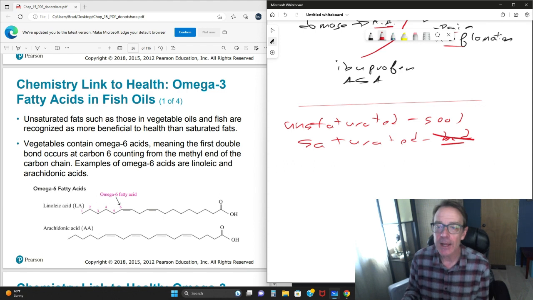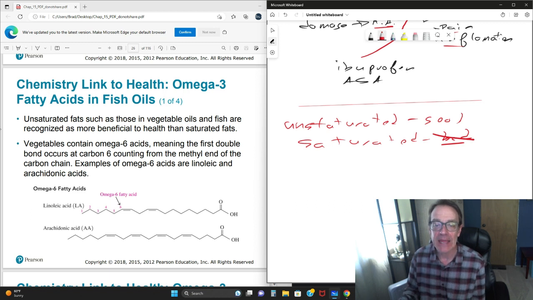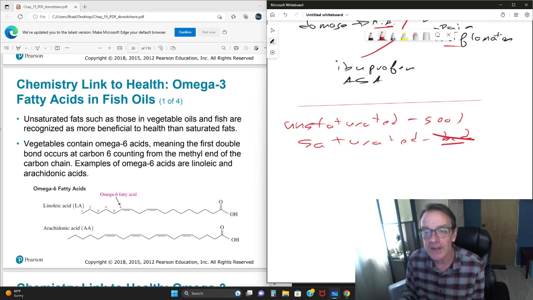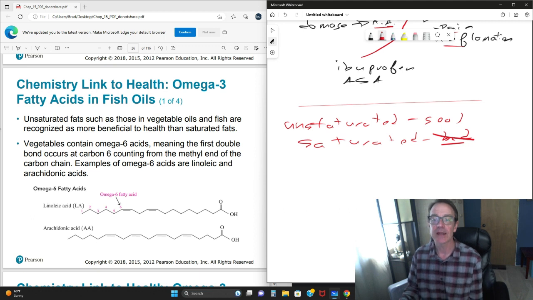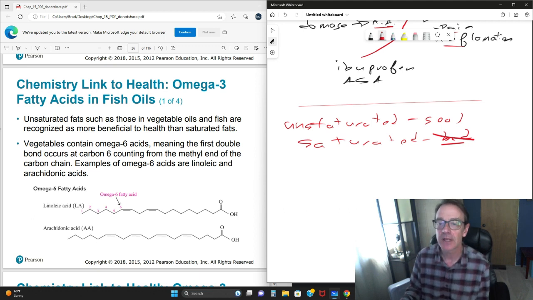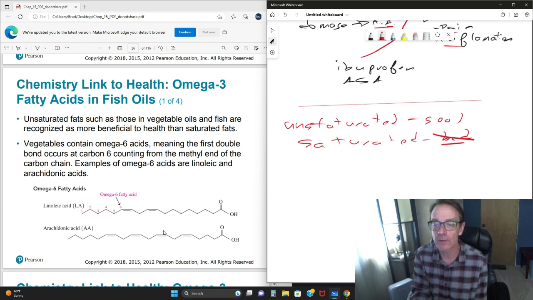Okay. And so there are omega-6 fatty acids in vegetables. Okay, and what that means, that's just locating where the first double bond happens from the end. So 1, 2, 3, 4, 5, 6. There's that first double bond. So we have a polyunsaturated fatty acid with the first double bond occurring at carbon 6. That's all that means, okay? And there's arachidonic acid, of course. We just saw that when we were looking at the prostaglandins and the pain relievers.